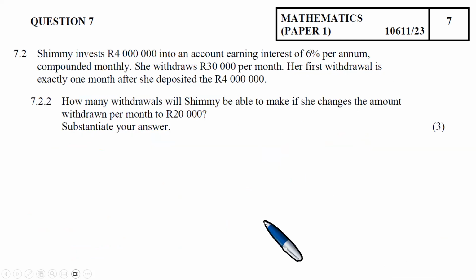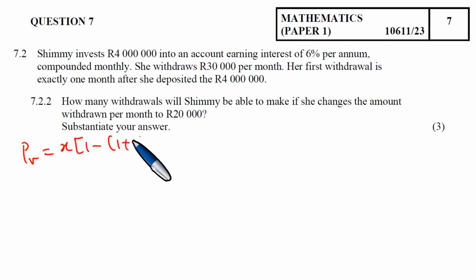Next we're looking at 7.22. The story is the same: Shimi invests 4 million and withdraws 30,000 per month. How many withdrawals will Shimi be able to make if she changes the amount withdrawn per month to 20,000? We are still using the present value formula for the investment, which is 1 minus 1 plus i.